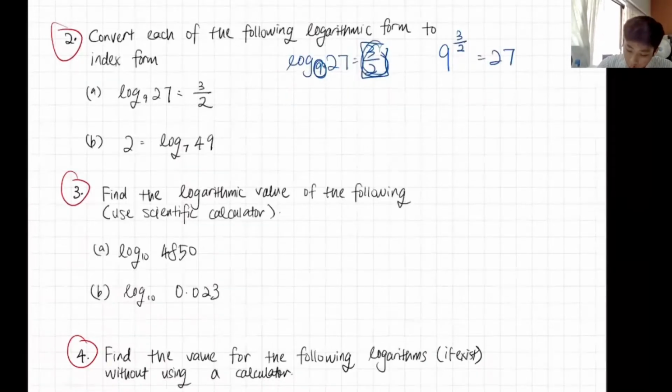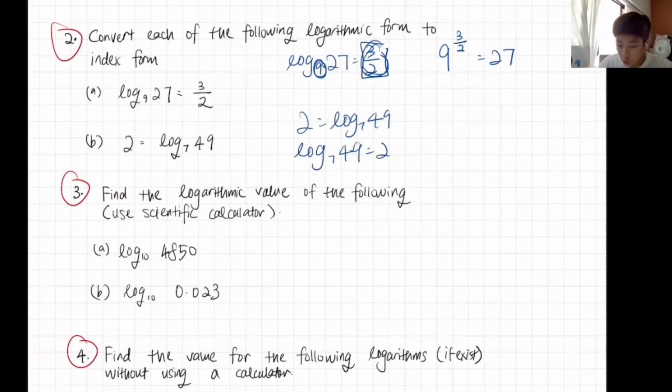Second one, you have 2 equals log base 7 of 49. They're trying to confuse you. Change the order first: log base 7 of 49 equals 2. Shift the left-hand and right-hand sides so it's easier to see. I'm going a bit faster so you can have more time discussing the harder questions. So this one, base is 7, the power is 2. So 7 to the power of 2 equals the third thing, which is 49. It's very simple. This type of question, that's why I included only 2 of them.